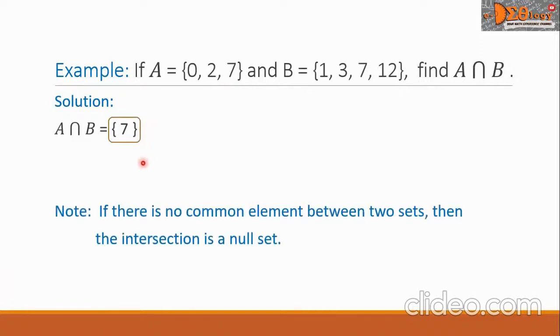There is a note. If there is no common element between two sets, then the intersection is a null set.